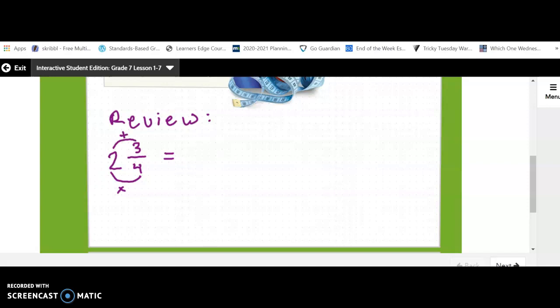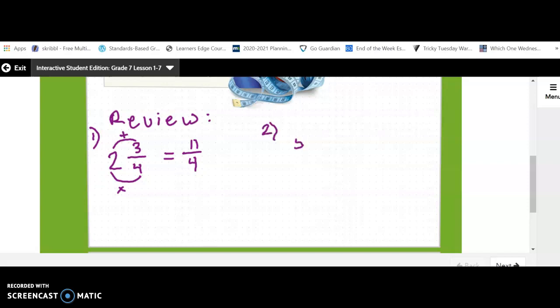So 4 times 2 is 8. 8 plus 3 is 11/4. So that's one thing we're going to review and use from our 6th grade learning standards, being able to turn a mixed number into an improper fraction. And the second is remembering how to multiply two fractions.